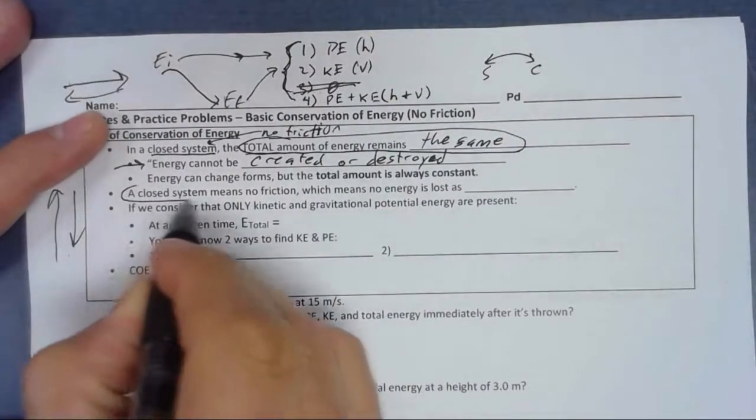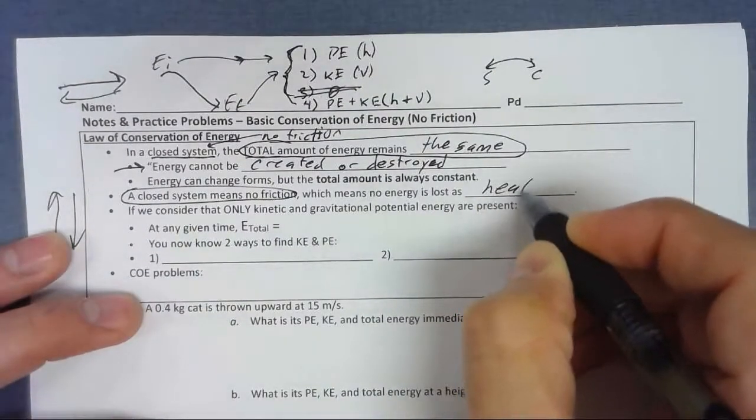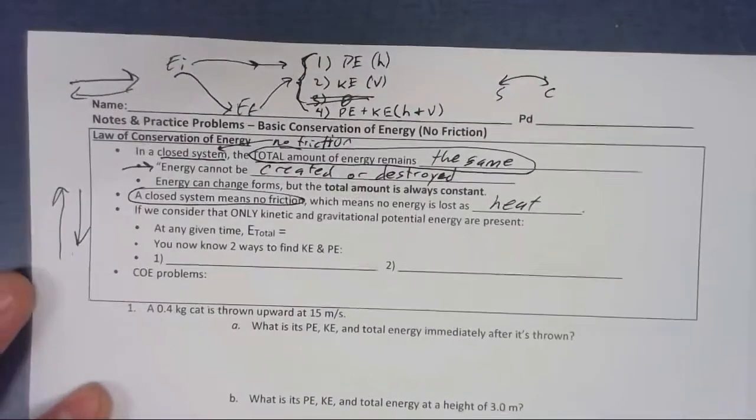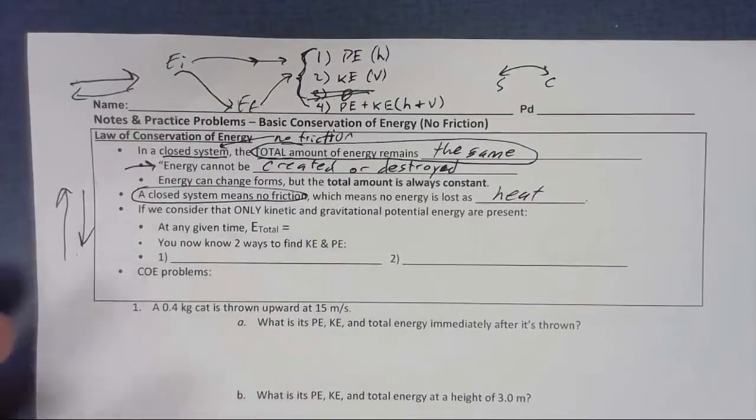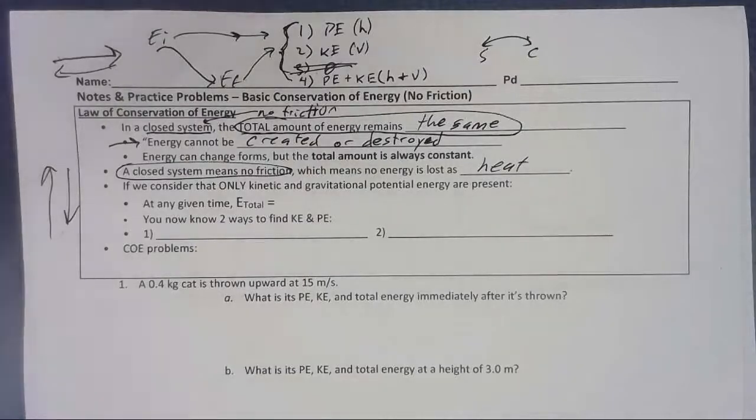As I said before, a closed system has no friction, which means that no energy is lost as heat. Sometimes energy is lost as heat. We talked about that with the work-energy theorem, where work equals change in energy. That's not going to be the case here with a closed system in the law of conservation of energy.